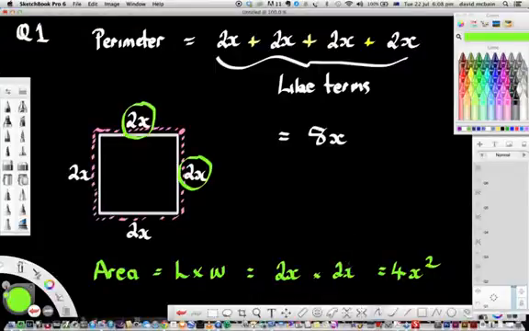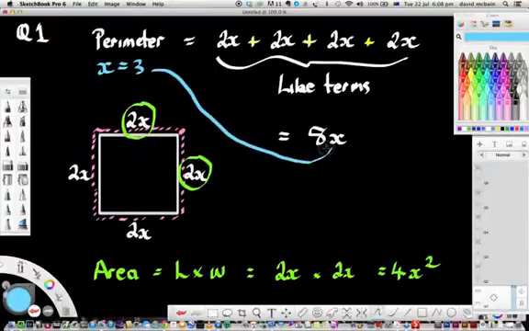Part C, we had to work out the perimeter when x equals 3. Well, guess what? Here's our expression for the perimeter we just worked out in part A. So to work out the perimeter when x equals 3, we just substitute x equals 3 into where we see the x. So the perimeter when x equals 3 will be 8 times 3. Remember, 8x equals 8 times x. That's 8 times 3, which is 24.